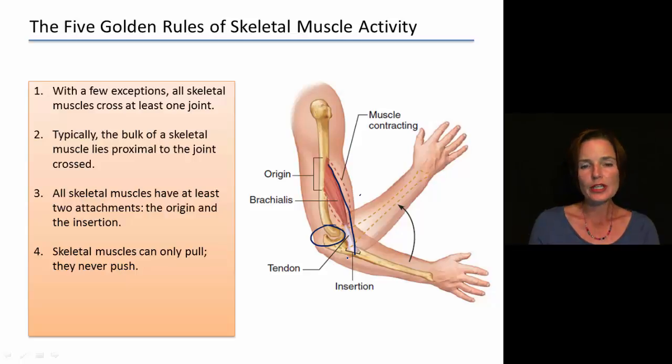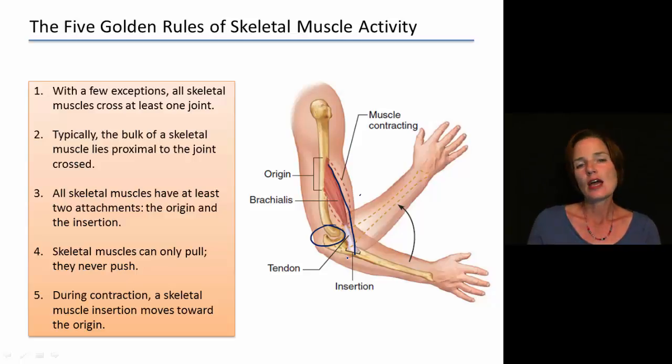Skeletal muscles are really only capable of pulling. They're not going to be pushing things. And when we do have contraction, the skeletal muscle insertion is going to move towards the origin. So that's the moving up of the arm that you see being illustrated in the image right here.